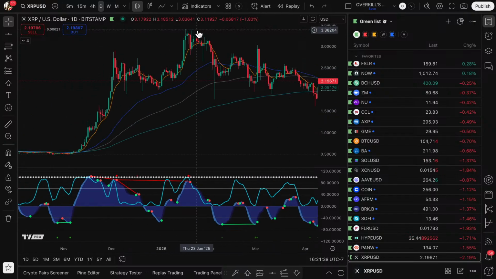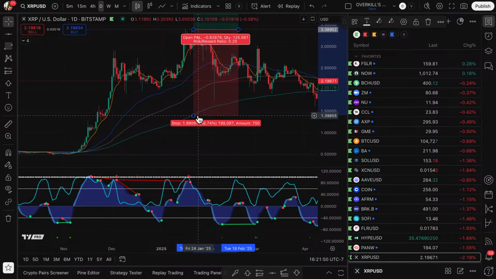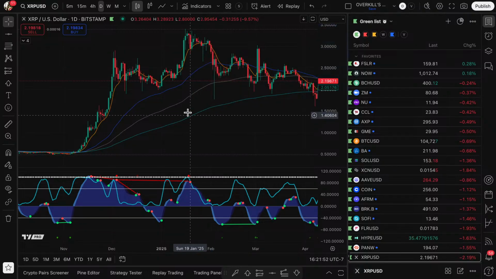Everyone wants to buy XRP up here. Why wasn't XRP a good buy up here, guys? Up here in January, up at 330, 340. Because you had that separation off the EMAs, right? You were 58% off the 6-month moving average.